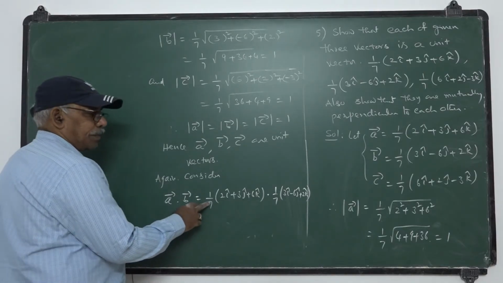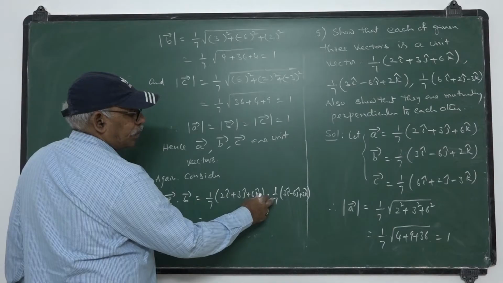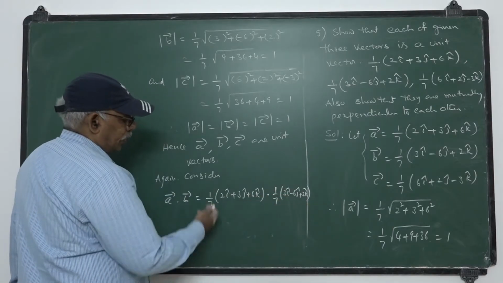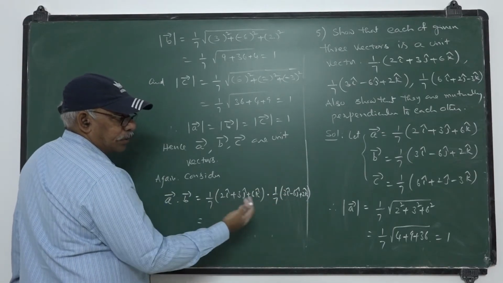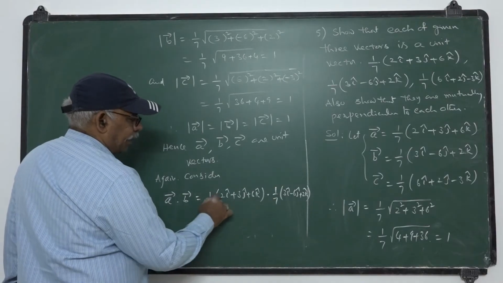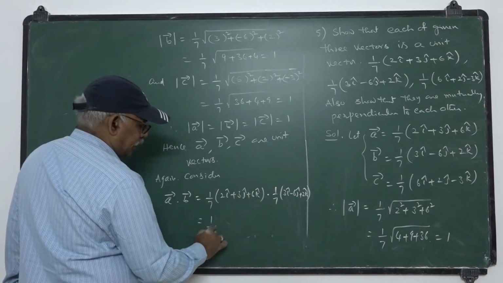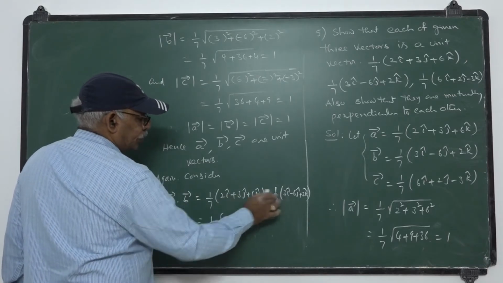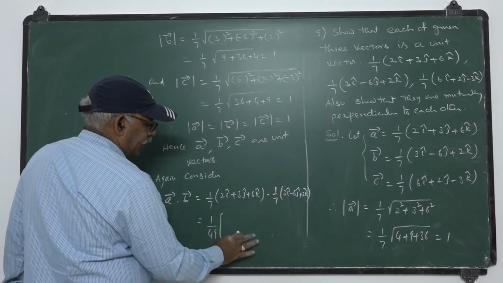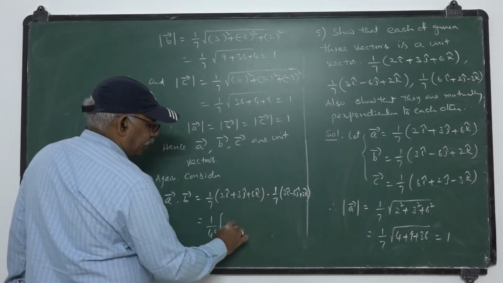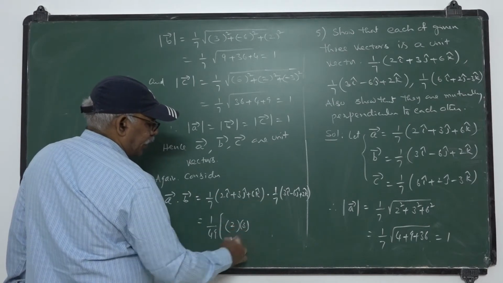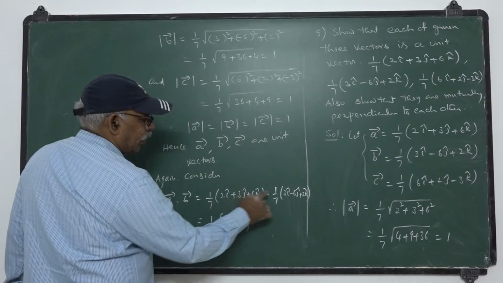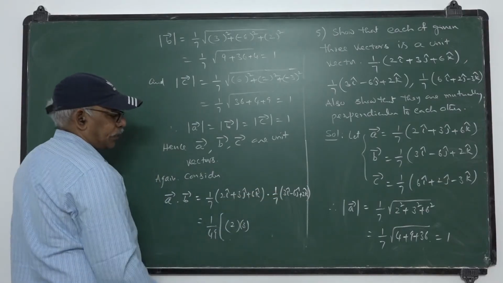This is sum m into A bar dot n into B bar. In such case, you can take m and n common. mn means 1 by 7 into 1 by 7, 1 by 49. Taking the dot product of these two, 2 into 3, multiplying items, actually 2 into 3 into i dot i. i dot i is always equal to 1.